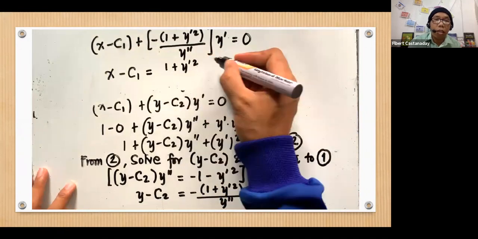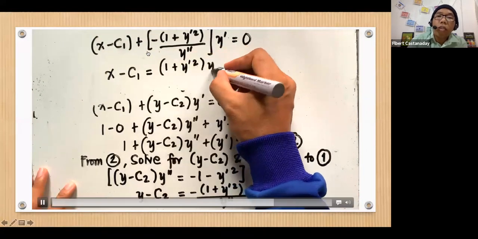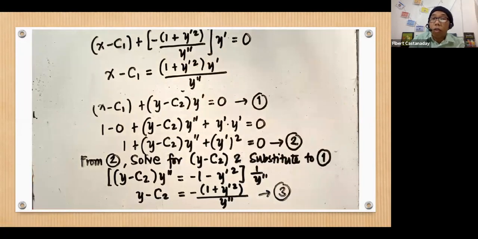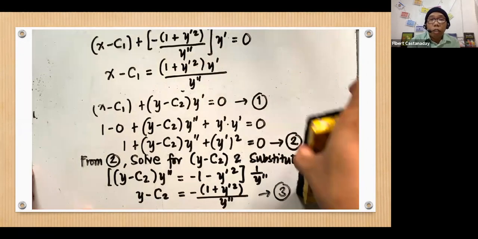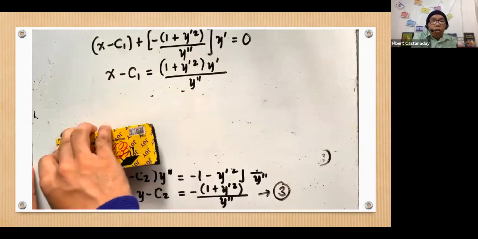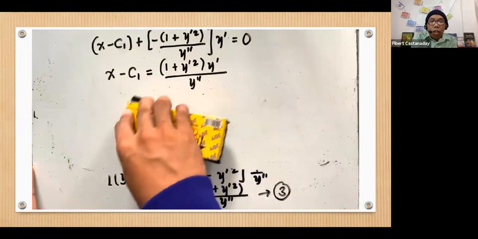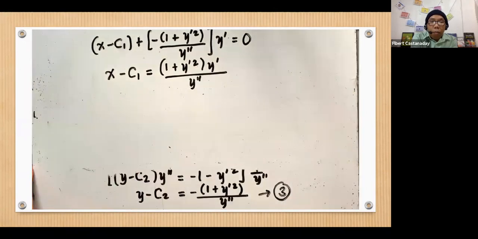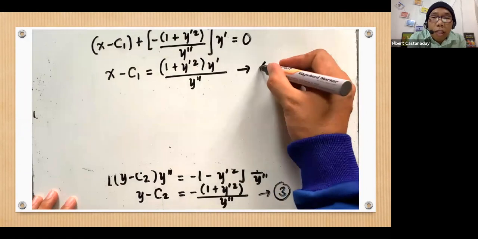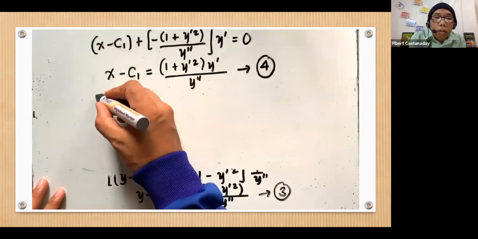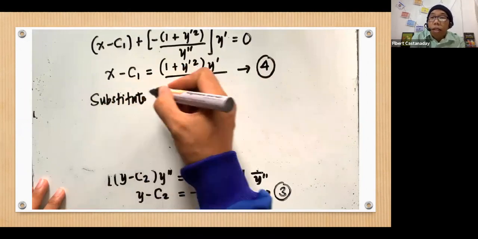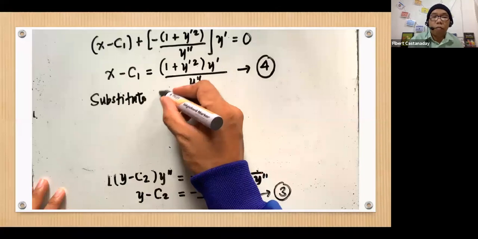The negative becomes positive. So 1 plus y prime squared, times y prime over y double prime. So this becomes our last equation, which will be labeled as equation number 4. So we can plug in the values of equation 3 and equation 4. Did you follow?